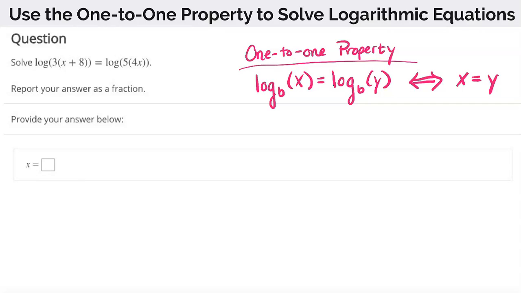So what that means is whenever we have a single log with the same base on both sides, we know that that's equivalent to just setting the insides equal.